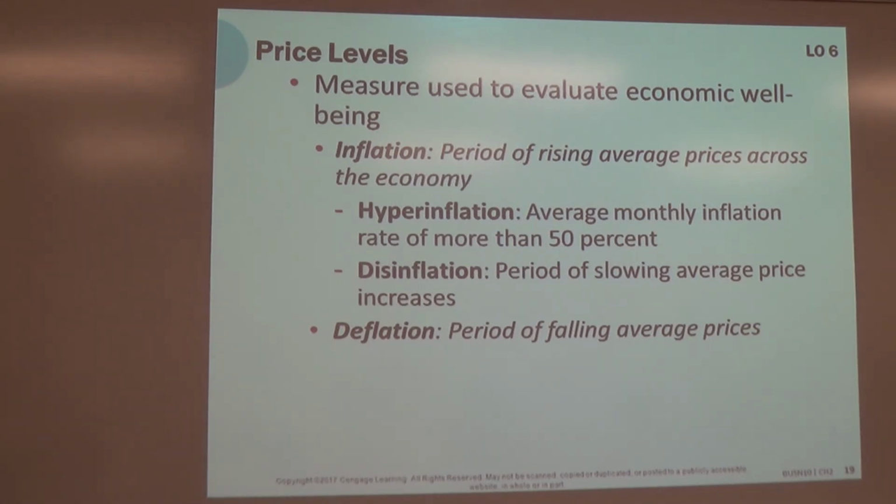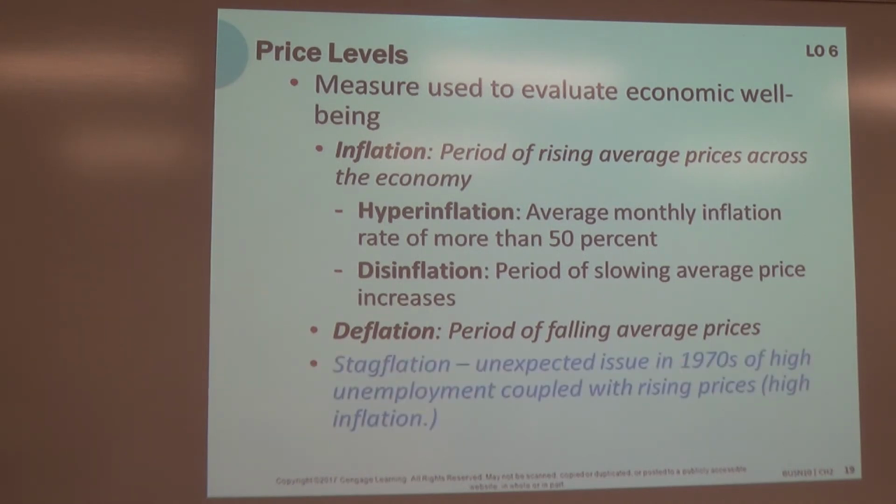Falling average prices is unusual, but after a period of inflation, that's typical. And there's the one I told you about last time, in 1970, stagflation. Couldn't possibly happen. There's another one on the street today that couldn't possibly happen. I can't think what it is. It'll come to me soon.